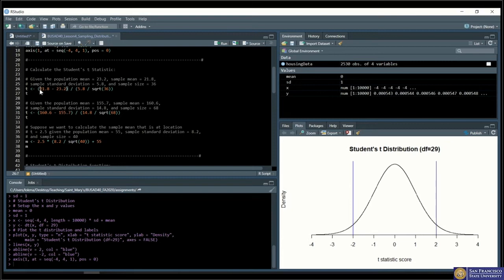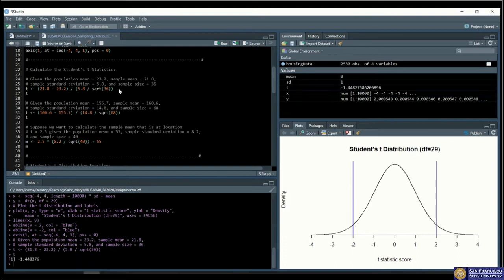All you need to do is subtract the population mean from the sample mean and divide it by the standard error of the sample distribution, which is the t distribution. To calculate the standard error, you use the standard deviation of the sample divided by the square root of the sample size. So let me run this, and the result is negative 1.4482 in this case. That means somewhere close to this side of the distribution. So that's the location, the t-score of the distribution.